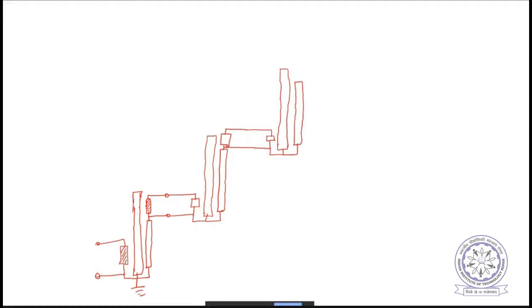So this is how the third transformer is. Right? So this is how the connection will be. And high voltage is not taken from this terminal. High voltage is taken from this terminal only. And this is anyway ground potential. So here with respect to ground only. So this is the HV terminal, high voltage.